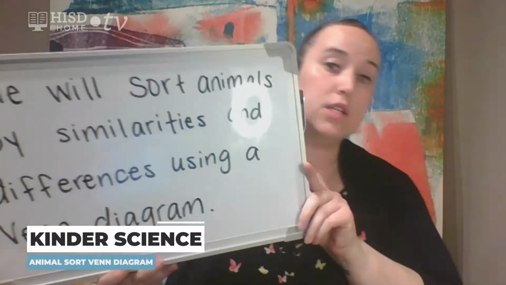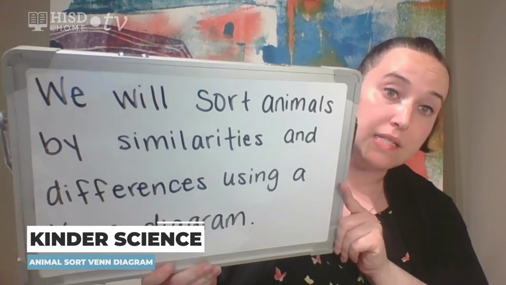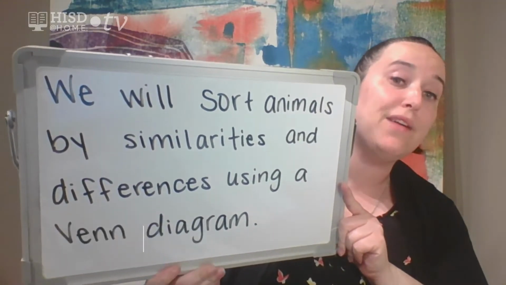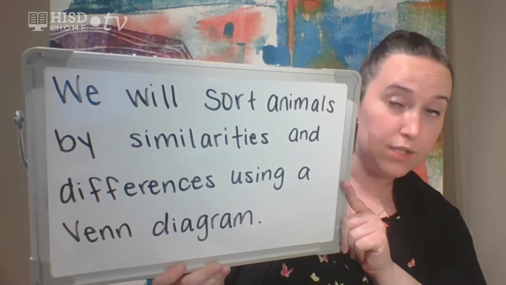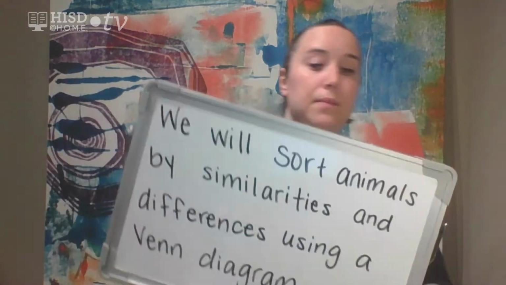Today we are going to continue on what we did last week. Last week we were discussing characteristics of animals and sorting them into groups by how they were the same. So we're going to keep working on that and build on it a little bit today. So today we will sort animals by similarities and differences using a Venn diagram. And I'll tell you what a Venn diagram is, okay?